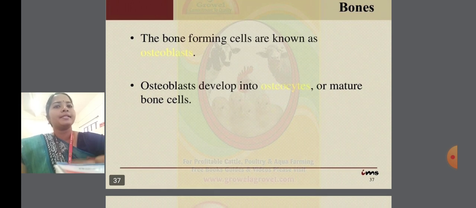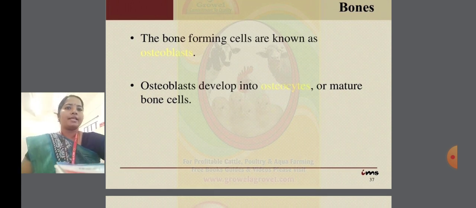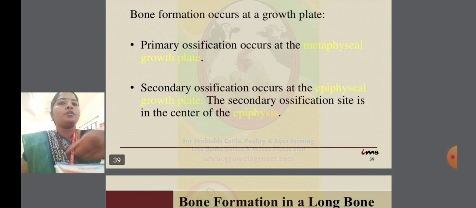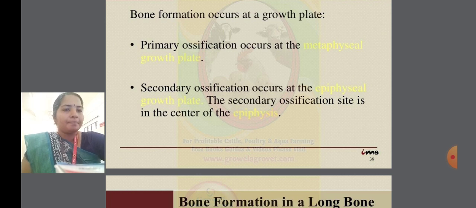The bone forming cells are known as osteoblasts. Osteoblasts develop into osteocytes or mature bone cells. Bone formation occurs at the growth plate. Primary ossification occurs at the metaphyseal growth plate. Secondary ossification occurs at the epiphyseal growth plate. The secondary ossification site is the center of the epiphysis.